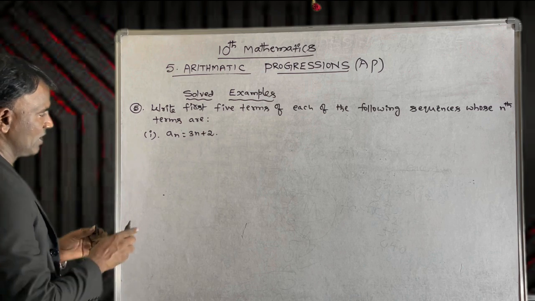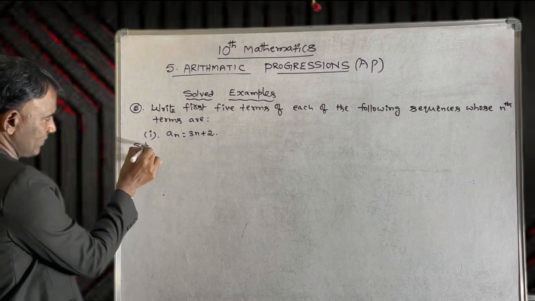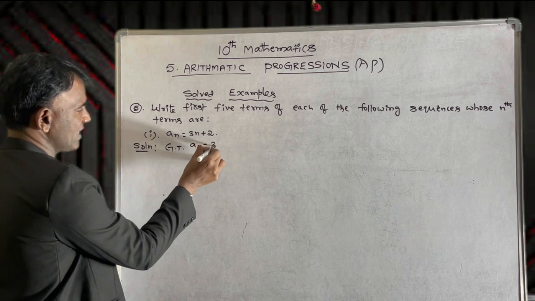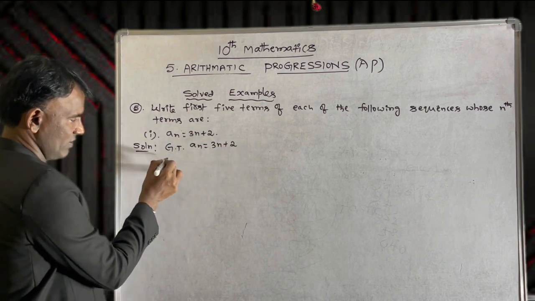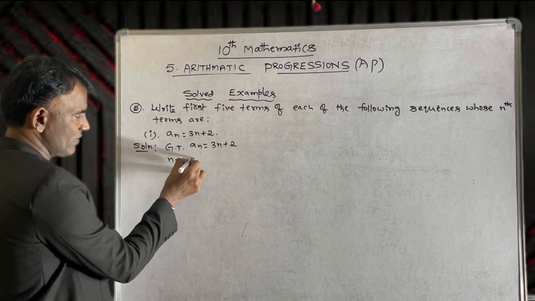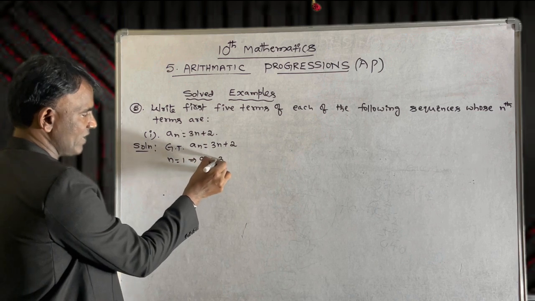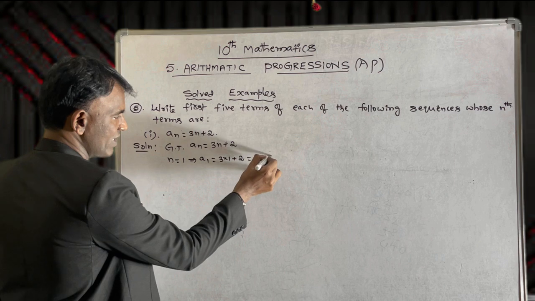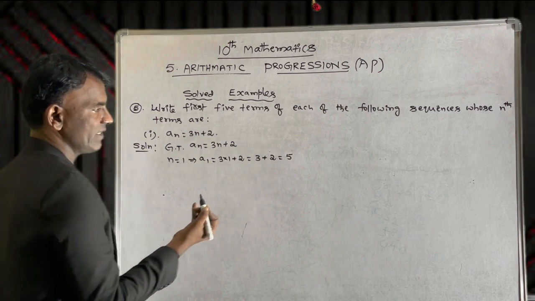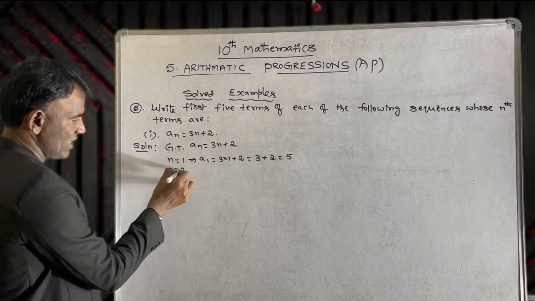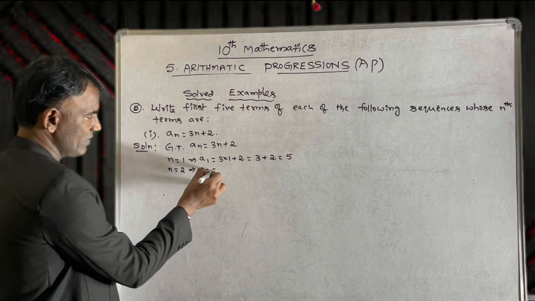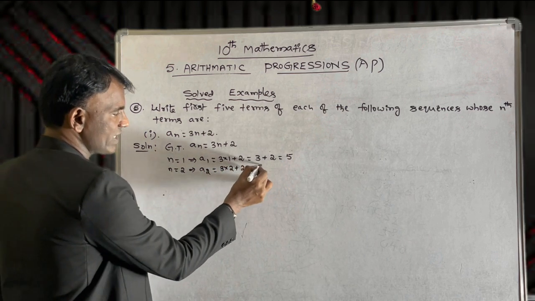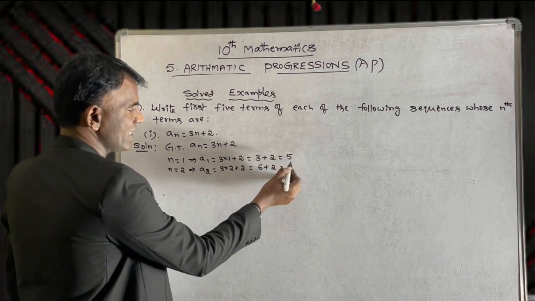Okay, so now it is the solution. First write the given term. Given that An equal to 3n plus 2. N equal to 1, we get the first term A1, that can be written as 3 into 1 plus 2. So 3 into 1 is 3, 3 plus 2 equal to 5. And n equal to 2, we get the second term: 3 into 2 plus 2. So 3 into 2 is 6, 6 plus 2 equal to 8.